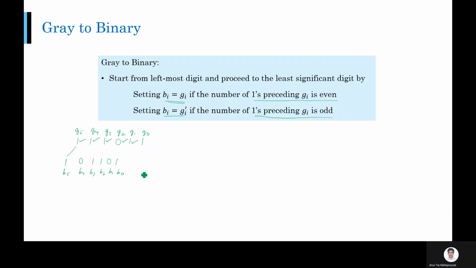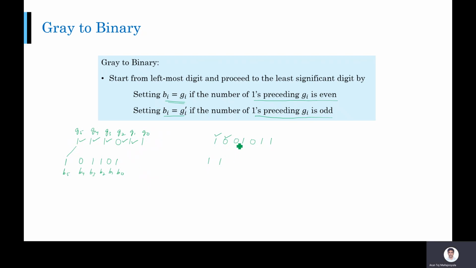You can take one more example. So let us take 1, 0, 0, 1, 0, 1, 1. So how many ones are there? This is the same, 0, 1. So B5 will be the same as G5. But for G4, the number of preceding ones is an odd number. So you have to complement that. So this is over.